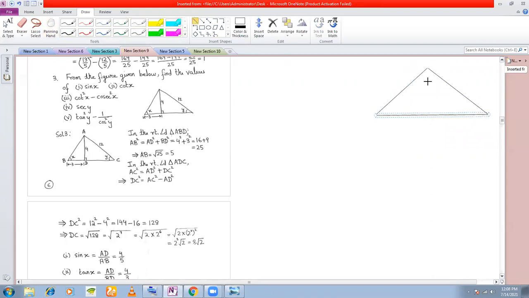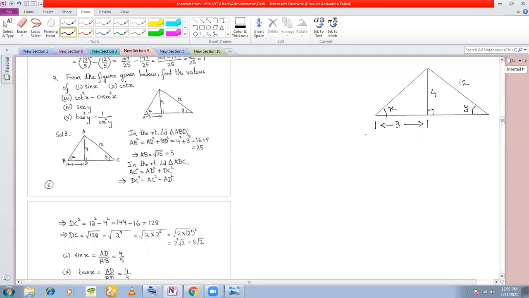And an altitude is given. This is given to be x. This length is given to be 4. This length is given to be 12. And this length is given to you as 3, whatever the unit, centimeter, meter, whatever. And this angle is given to you as y.